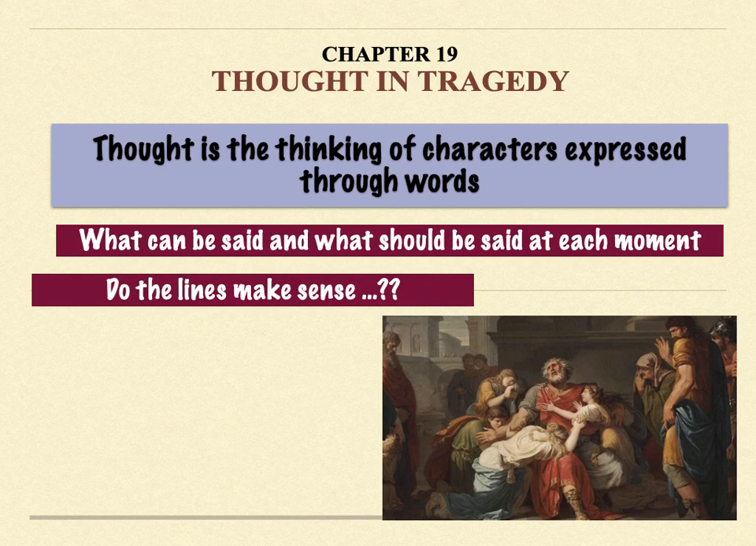Now, moving on to chapter 19, this is about thought in tragedy. Now, see, thought, character, plot, etc., these are considered as the formative elements of tragedy, but it is only in chapter 19 that Aristotle continues to define these terms. Now, thought is the thinking of characters expressed through words. So, what can be said and what should be said at each moment should be analyzed and considered. And do the lines make sense? This is another question that the dramatist should think when he is writing down the dialogues for the characters.